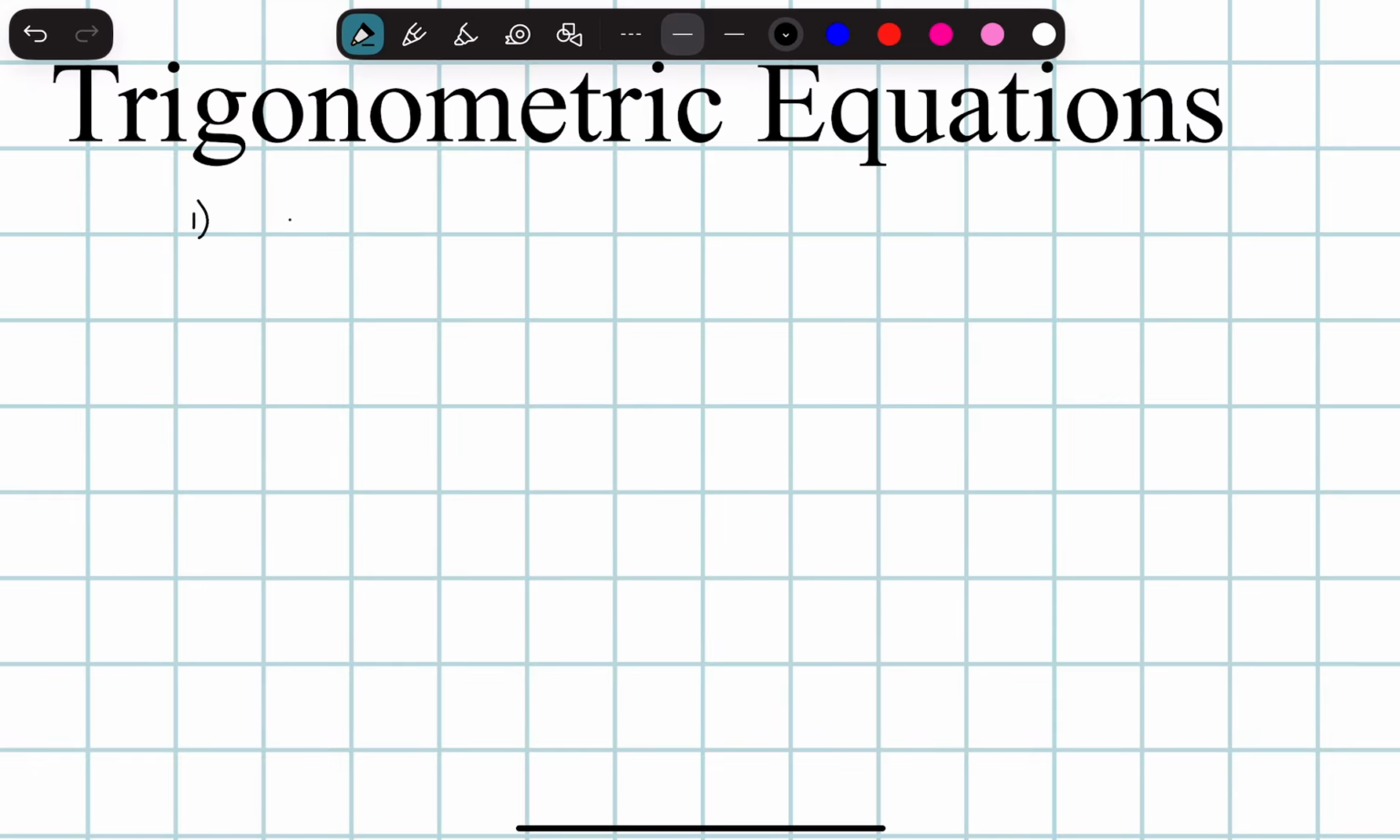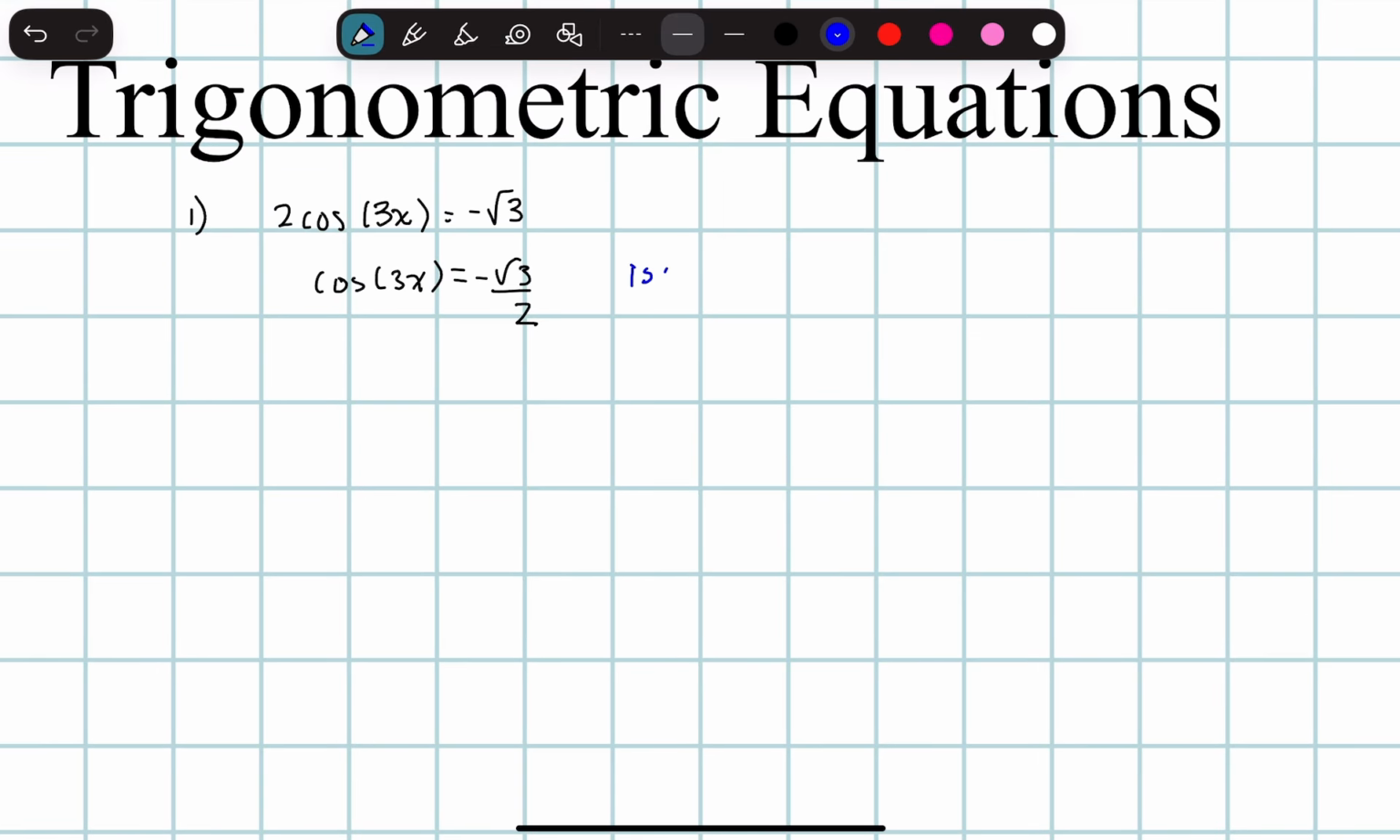So let's say that you have 2 cosine of 3x is equal to negative root 3. So basically what you want to do first is isolate the trig function. So you're going to have cosine of 3x is equal to negative root 3 over 2. So now you want to solve for the inside angle.